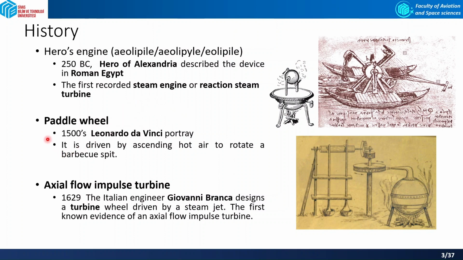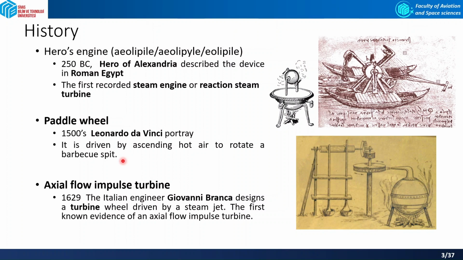After that, Leonardo da Vinci in the 1500s drew a paddle wheel, which you see a drawing of here, driven by ascending hot air to rotate a barbecue spit. Then we had another improvement in propulsion.